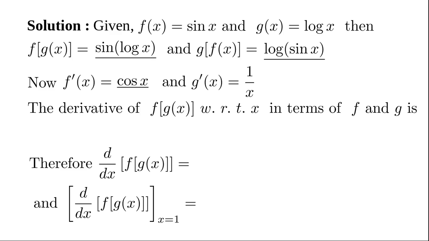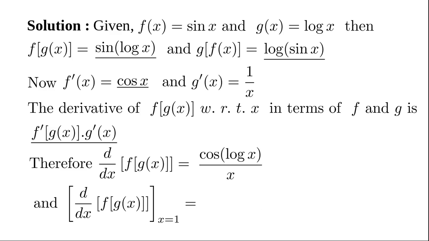The derivative of f of g of x with respect to x in terms of f and g is f dash of g of x into g dash of x. Therefore, d by dx of f of g of x equals cos of log x upon x, and the derivative of f of g of x when x equals 1. That means you replace x by 1 in the differentiated function, and that gives cos of log 1 upon 1. Log 1 is 0, cos 0 is 1.